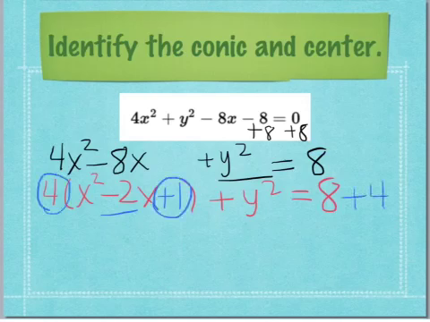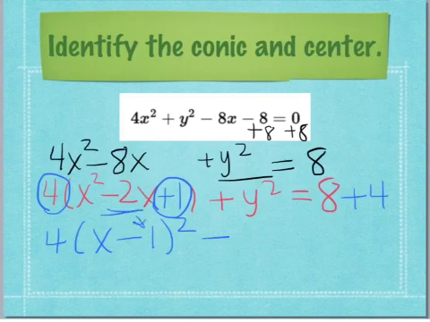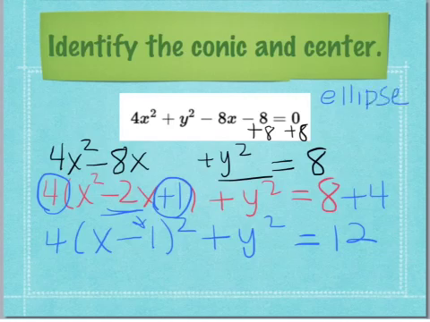And now we factor. So 4 times x minus 1 squared, remember half of b goes here, plus y squared equals 12. You should be able to tell that this thing is an ellipse. And where is its center? Well, the opposite sign of 1 is positive 1. And the y has nothing added or subtracted, so that's 0. So it's an ellipse, and the center is at 1, 0.